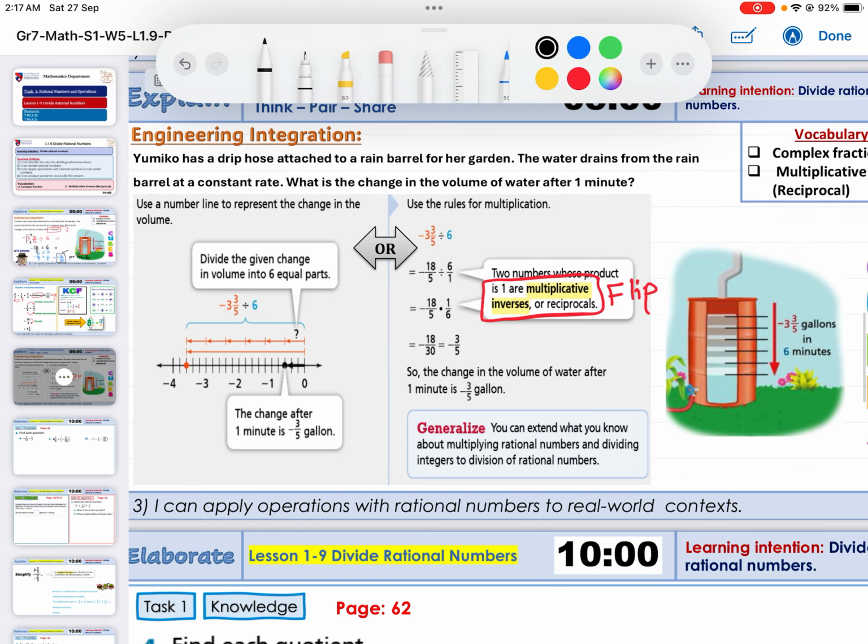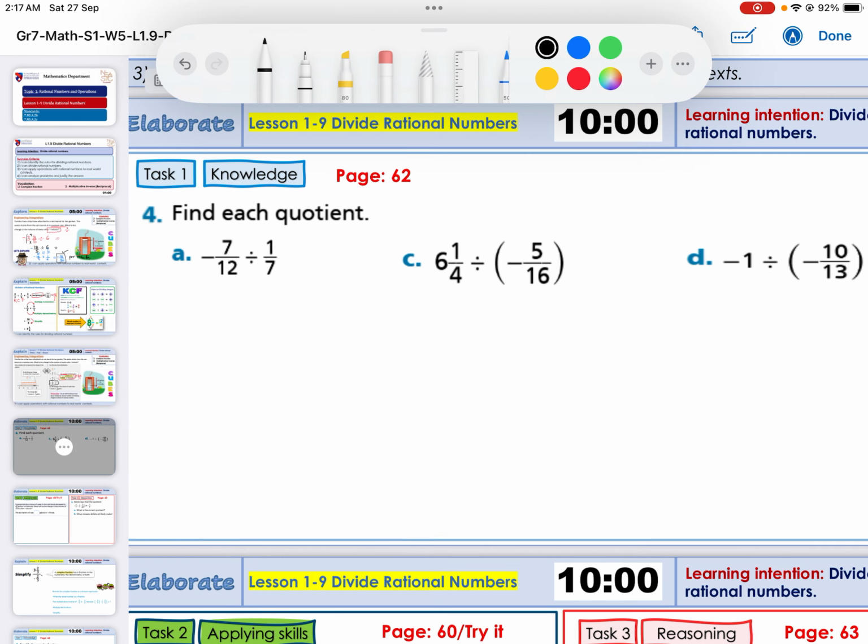Okay, guys, so the change of volume of water, this is the simplified answer, by the way. Again, remember, multiplicative inverse or reciprocal, it's the same meaning as the word flip, as the last step in the KCF, okay? Let's practice more questions.